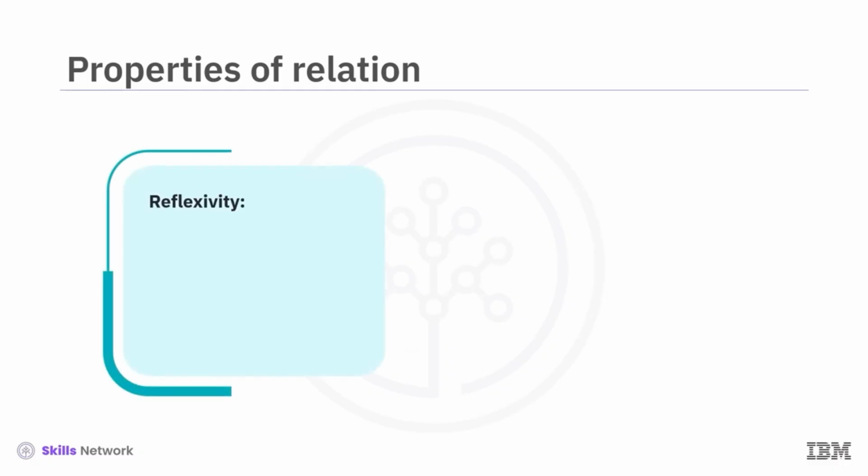The first property is reflexivity. A relation exhibits reflexivity when each element relates to itself. For instance, the equality relation, equal, exemplifies reflexivity as A equals A for any element A.